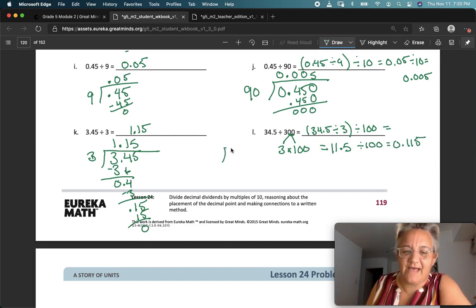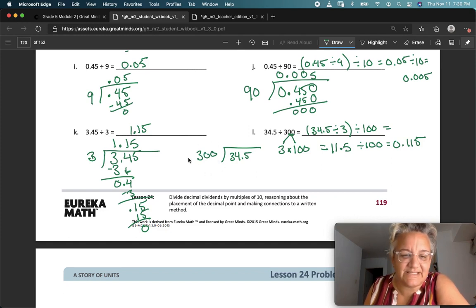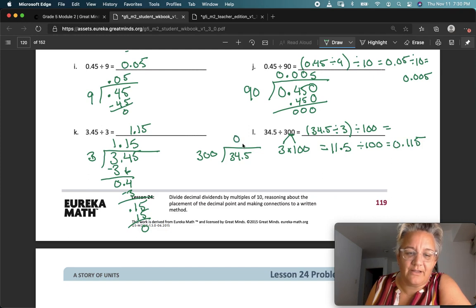So let's show that. 34 and 5 tenths divided by 300. Okay, now this might seem a little daunting to you because we haven't done that, but just look at the numbers. Okay, will 300 fit into 3? No. Will 300 fit into 34? No. Will 300 fit into 345? Yes, one time. 1 times 300 is 300. Then my leftover is 45. I'm going to bring down a 0. Okay, will 300 fit into 450? Yes, sorry, 1 time.